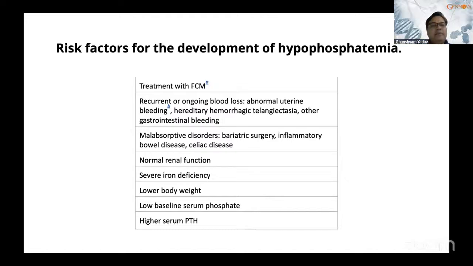Is it reversible, right? Yeah, once we replace, they become better. It's unusual to see severe hypophosphatemia for a long time causing fractures and all, but cases have been reported, though not very common. Extremely rare.